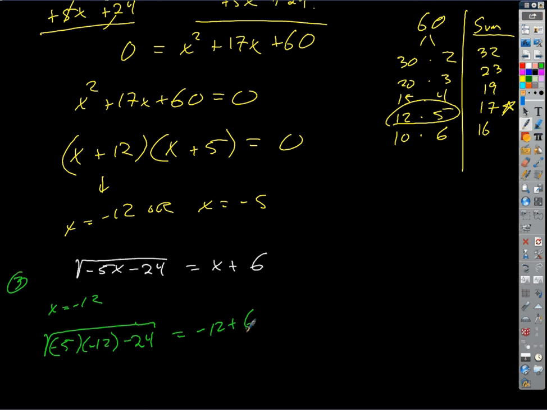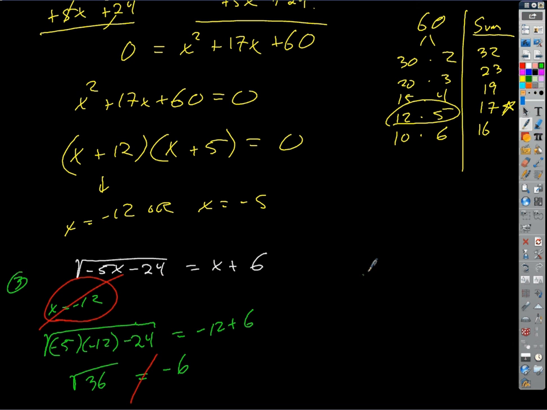So that's going to give me 60 minus 24 is 36. Square root of 36 equals negative 6. Is that true? What's the square root of 36? 6. So that is not true. So x equals negative 12, we have to eliminate, right? How about the other one?